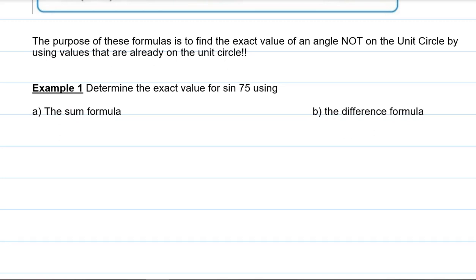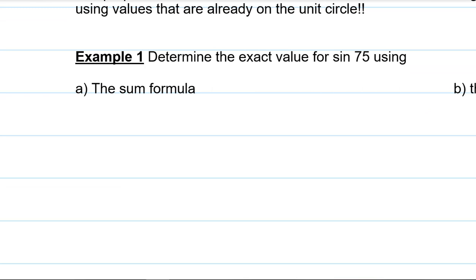So let's take a look at the sum formula using sine of 75. We already said this piece, so we know the sine of 75, and this is how I want you to write it down. Sine of 75 is going to be the sine of 45 plus 30. Those are going to be the two angles that we're going to use for this.